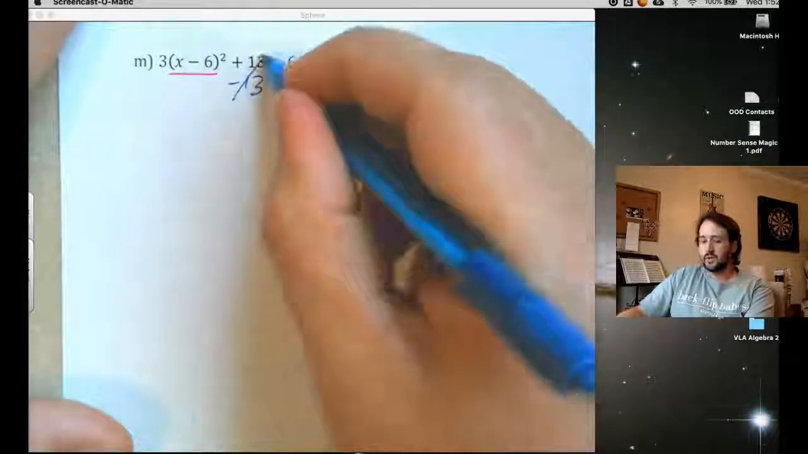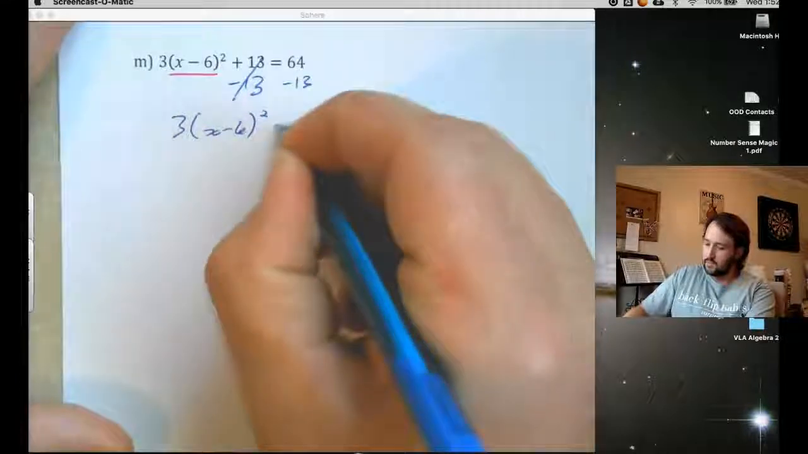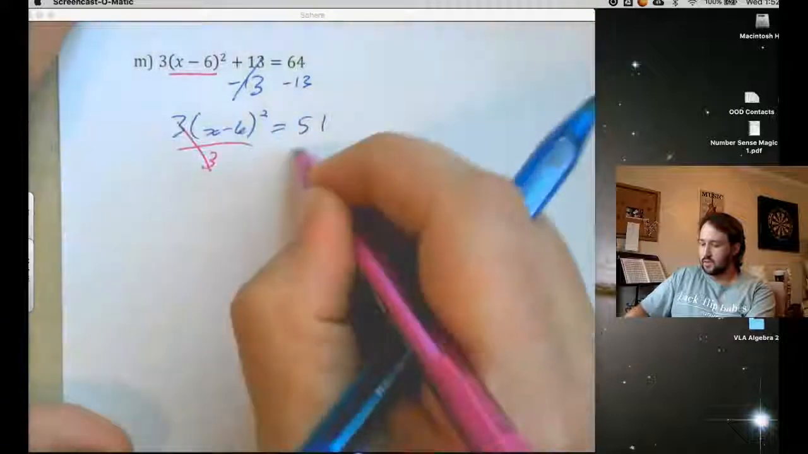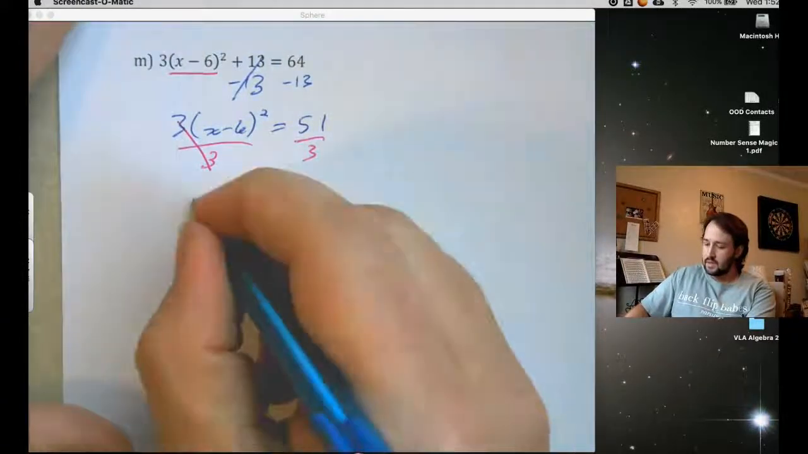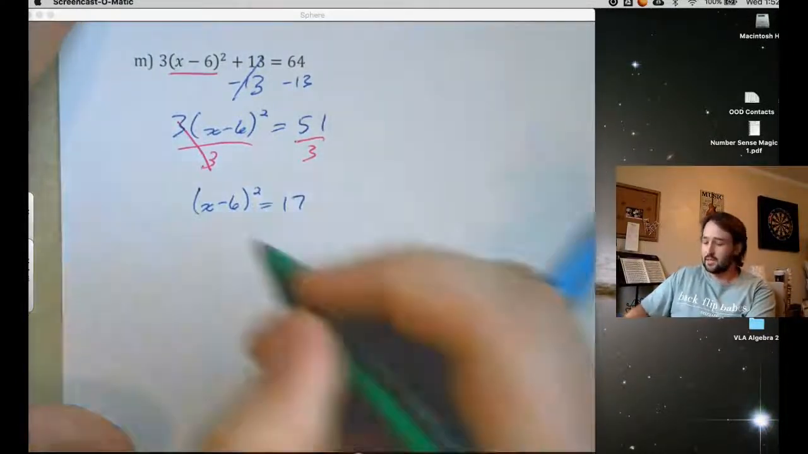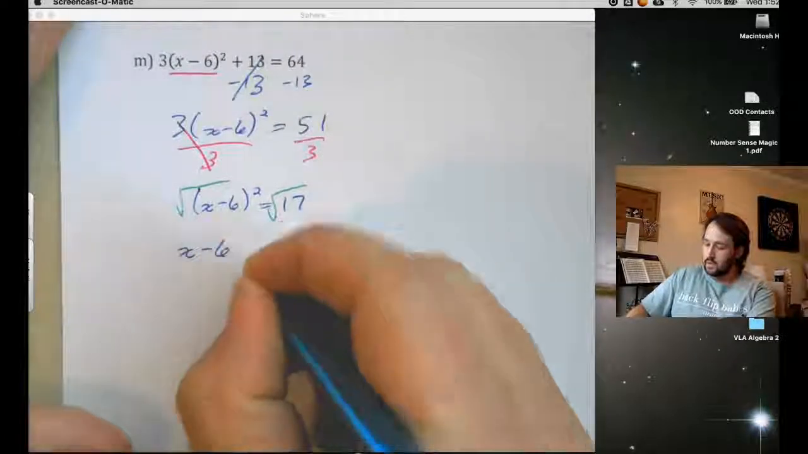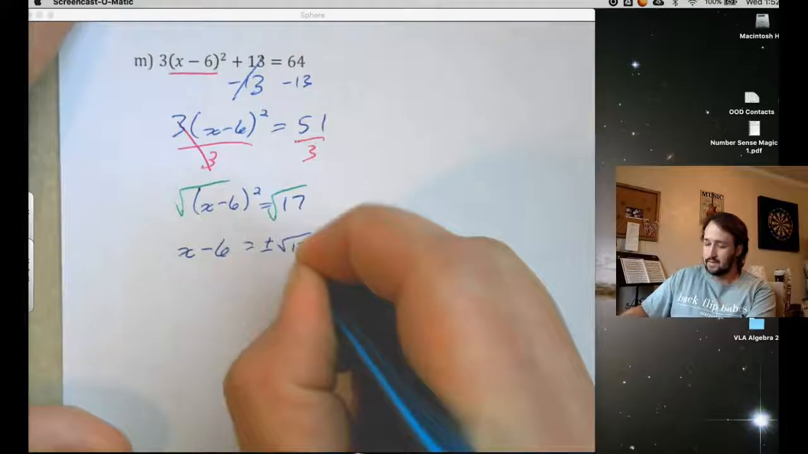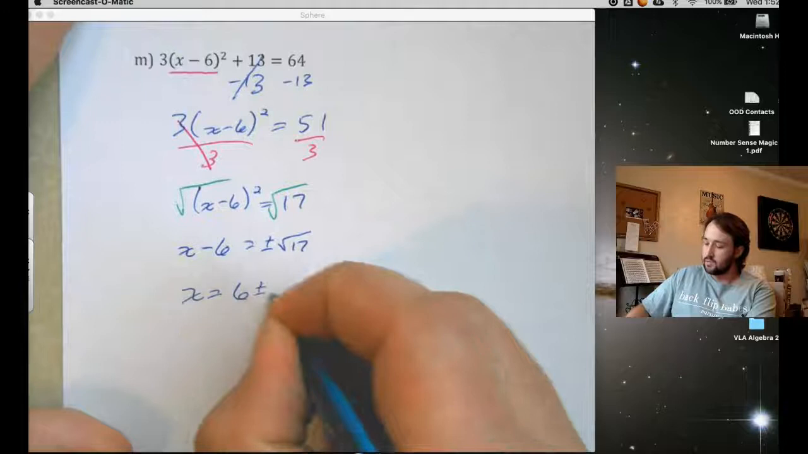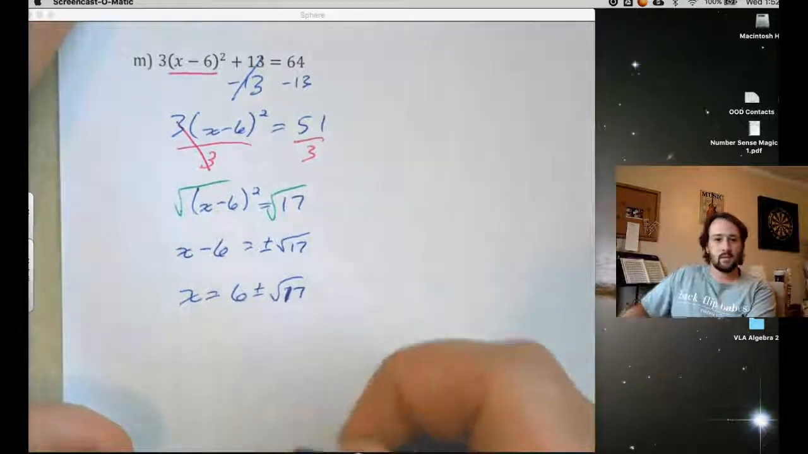All right, so I would subtract the 13 first, so that we have 3 times x minus 6 squared equals 51. And then go ahead and divide by that 3 to get our squared term by itself, so that I have x minus 6 squared equals 17. Now I can take the square root of both sides. Don't forget to put a plus or minus whenever you take the square root. So I have plus or minus root 17. And then add the 6 to the other side, so x equals 6 plus or minus root 17.